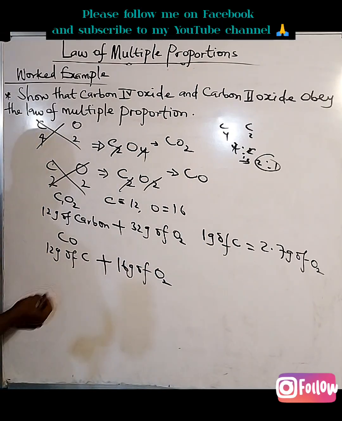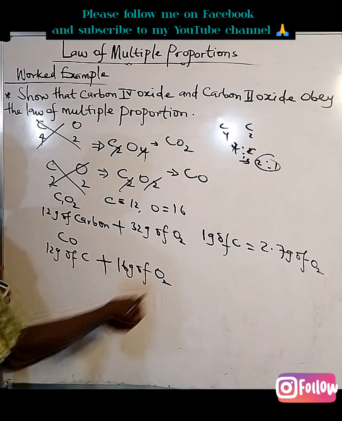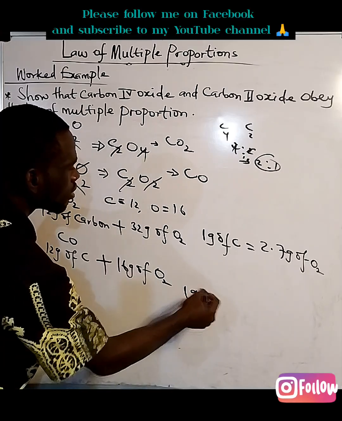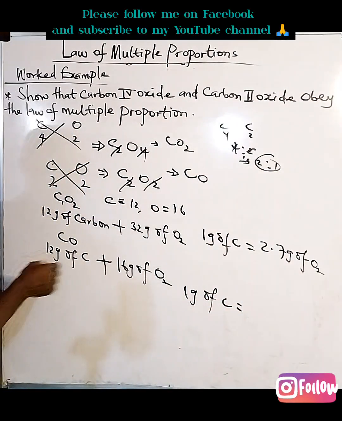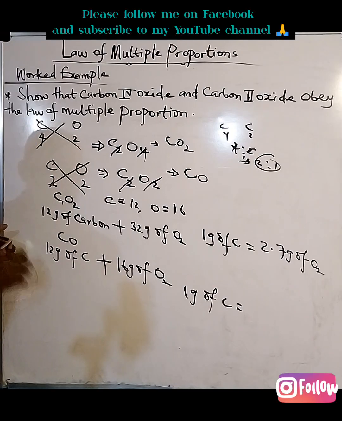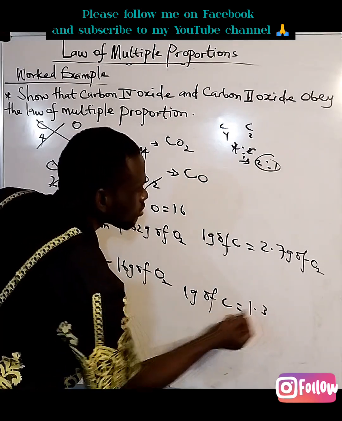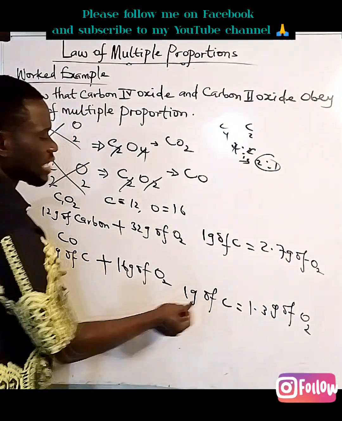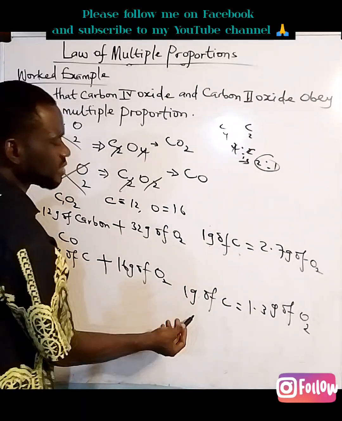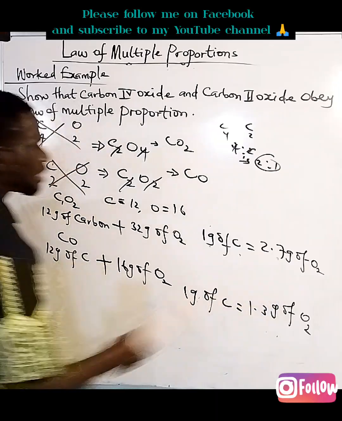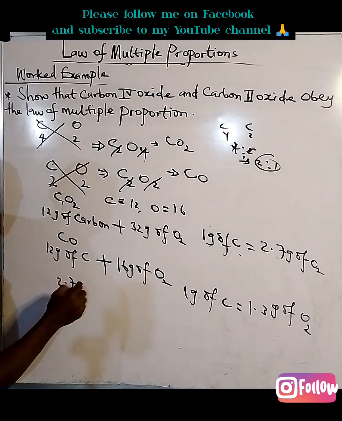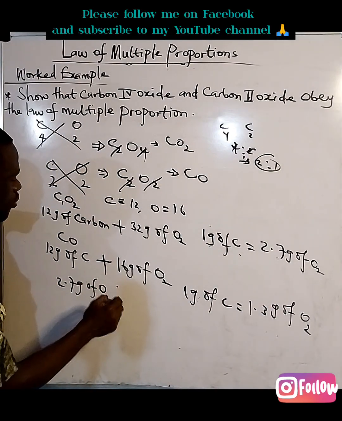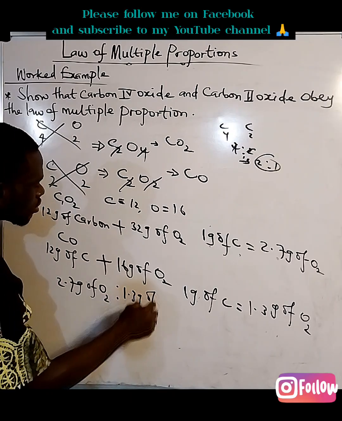So let's do the same thing for this. If 12 grams of carbon can combine with 16 grams of oxygen, it means 1 gram of carbon will combine with what? That is 16 divided by 12. Let's do that right away. 16 divided by 12 will give us 1.33333, and so on, so 1.3 grams of oxygen. So if we look at this, 1 gram of carbon, 1 gram of carbon, they are both the same. So we compare the ratio of this. That gives us 2.7 grams of oxygen to 1.3 grams of oxygen.